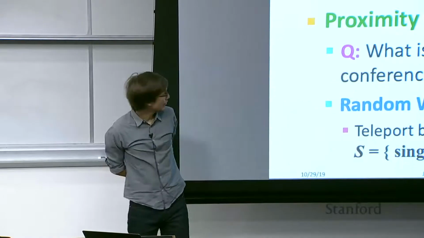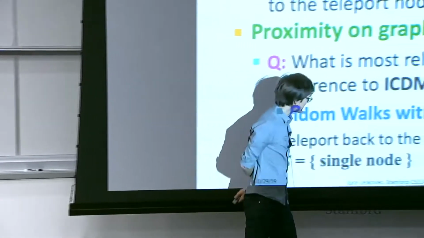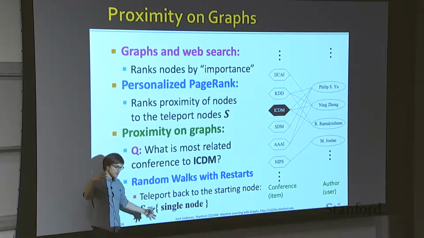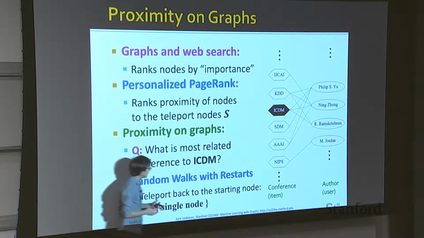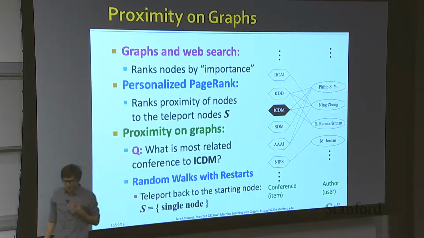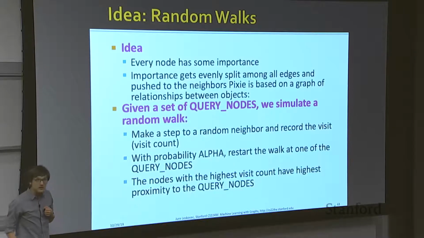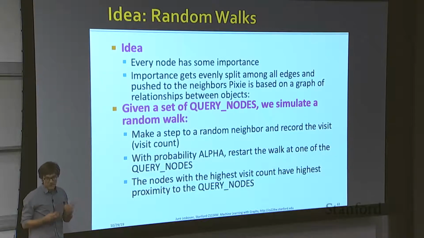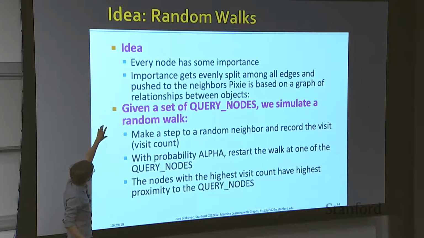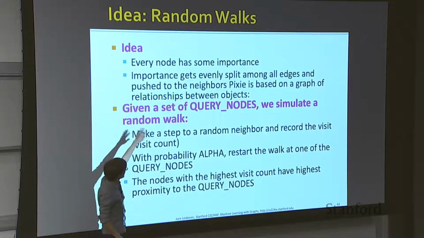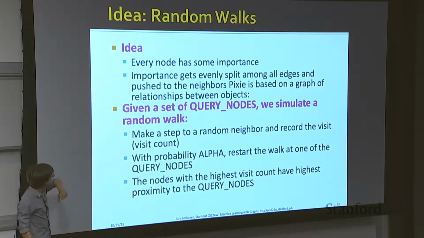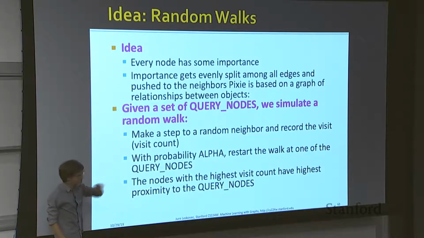So one way you can implement this would be to take this teleport set S, make it into a vector, and then run your power iteration. But it turns out you don't even have to run power iteration. You can do this by just simulating the random walk, right? So the idea is that every node will have some importance, and that importance of the nodes gets evenly split among all the edges adjacent to that node, and this gets pushed through.